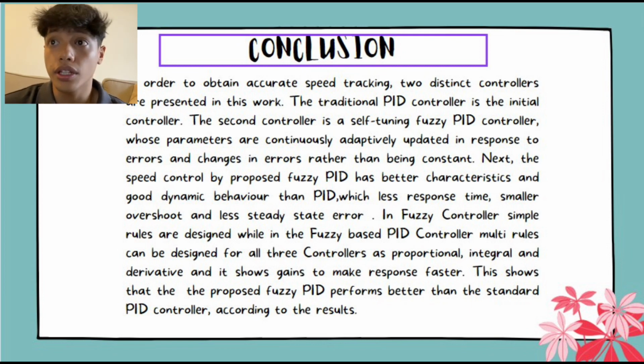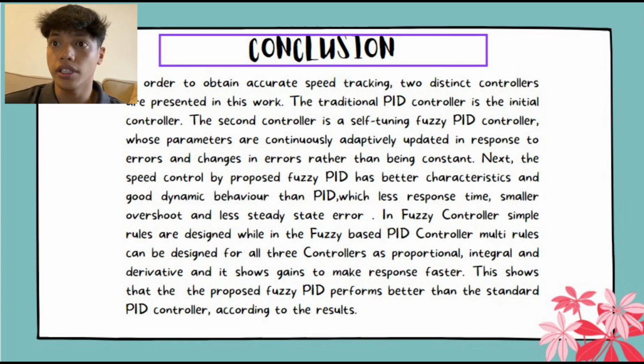In order to obtain accurate speed tracking, two distinct controllers are presented in this work. The traditional PID controller is the initial controller, while the second controller is a self-tuning fuzzy PID controller, whose parameters are continuously and adaptively updated in response to errors and changes rather than being constant. Next, the speed controlled by the proposed fuzzy PID has better characteristics and good dynamic behavior than PID, with less response time, smaller overshoot, and less steady state error.